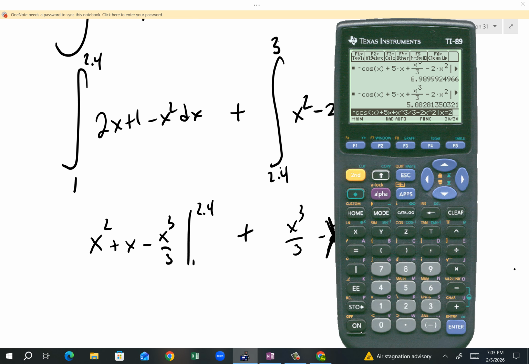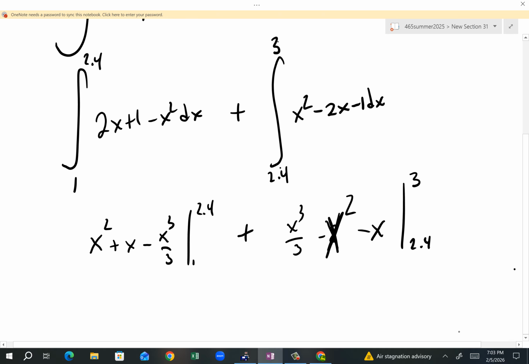So it's going to be x squared plus x minus x cubed over 3 such that x equals 2.4, and again, such that x equals 1. And so 3.552 minus 5/3, 1.88. Plus, and then we're going to do this fellow over here.